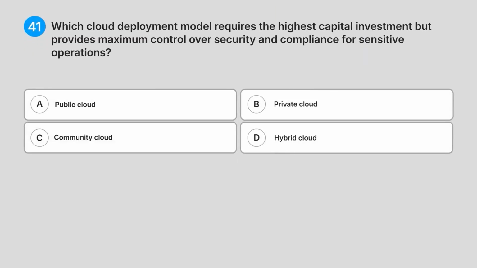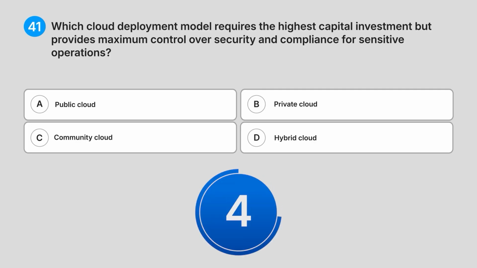41. Which cloud deployment model requires the highest capital investment but provides maximum control over security and compliance for sensitive operations? A. Public cloud. B. Private cloud. C. Community cloud. D. Hybrid cloud. Can you guess the answer?